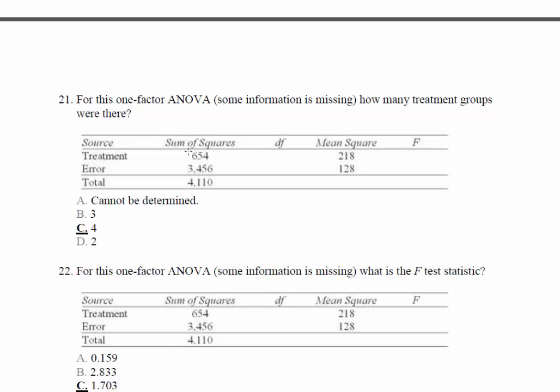But we do know the sum of squares and mean squares. If we know this one and this one, then this divided by that should give you the degrees of freedom here. And we know the degrees of freedom for treatment is C minus 1. So 654 divided by 218 gives you 3. And 3, C minus 1 equals 3, therefore C has to equal 1 plus 3, that is 4. So that is the 4 groups involved in this ANOVA.